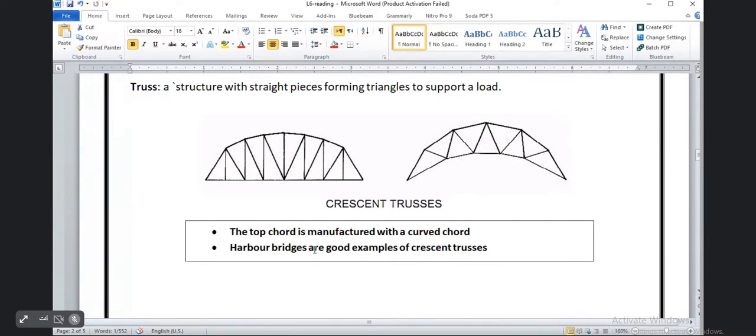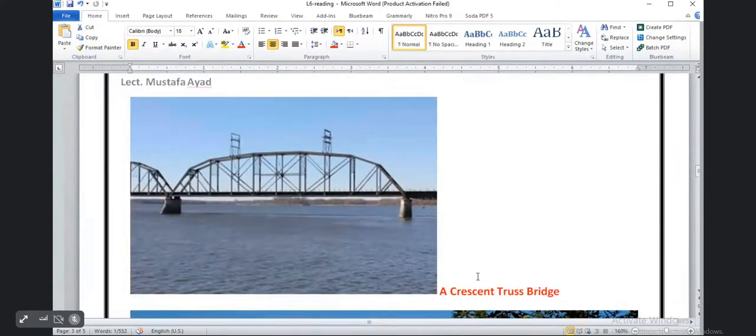Now, according to this shape, who can tell me which bridge in Baghdad is a crescent truss? Which bridge? As-Sarrafiyya Bridge. Yes, Hawraa. Is it exactly this shape? No, it's not exactly this shape. The one on the left is a crescent truss, and it's just like as-Sarrafiyya. Do you see this bridge picture? It's not as-Sarrafiyya, but it's very similar to as-Sarrafiyya bridge.